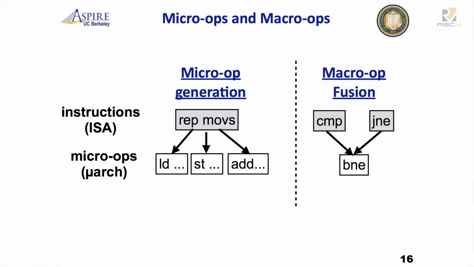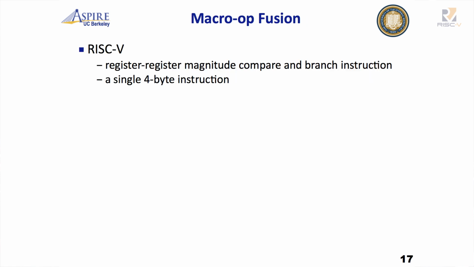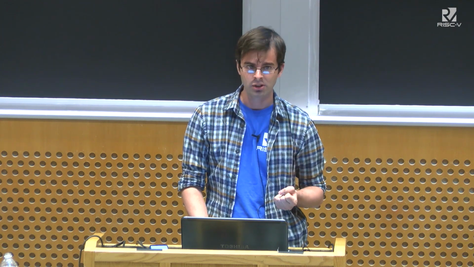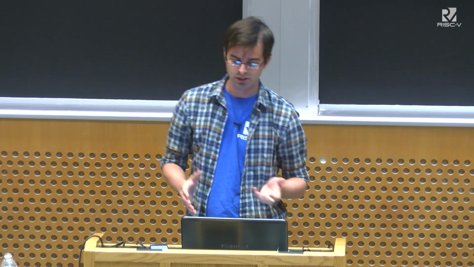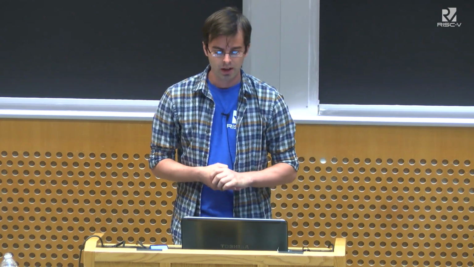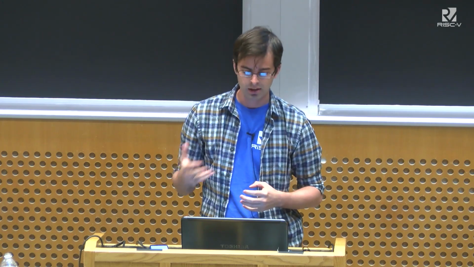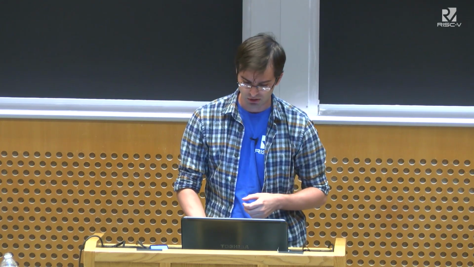And the other direction is macro-op fusion. So we can actually have a lot more instructions than we actually really have to execute. We can take multiple instructions and fuse them on the fly. As an example, in RISC-V, we have a full register-register magnitude compare and branch instruction. That's a single 4-byte instruction. I had no idea this is actually a fairly uncommon instruction in ISAs. For ARM and x86, these are 2 instructions: one, the compare that sets the condition code, and then the second instruction branches based on that condition code.